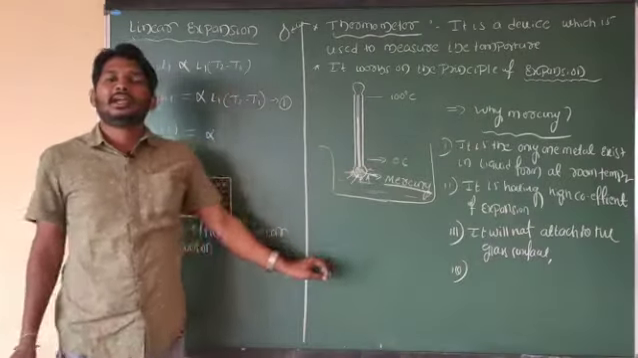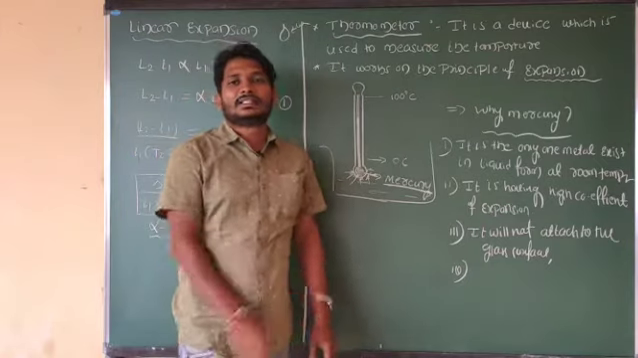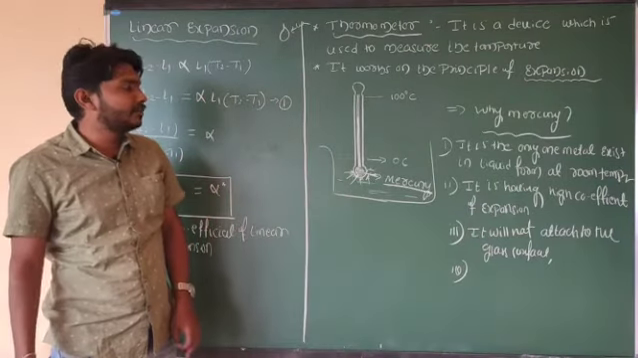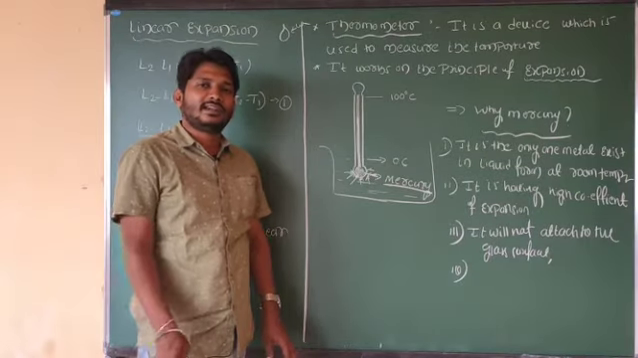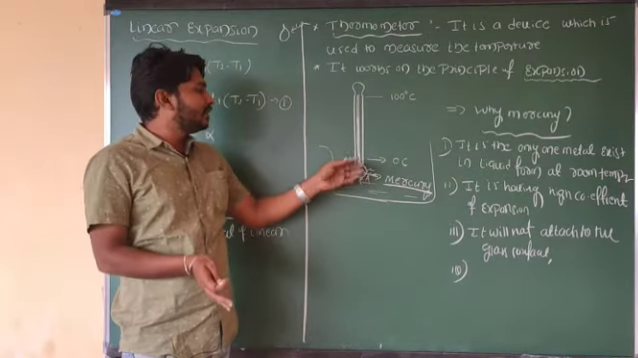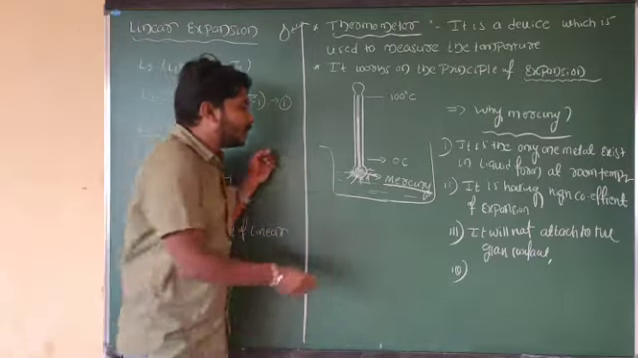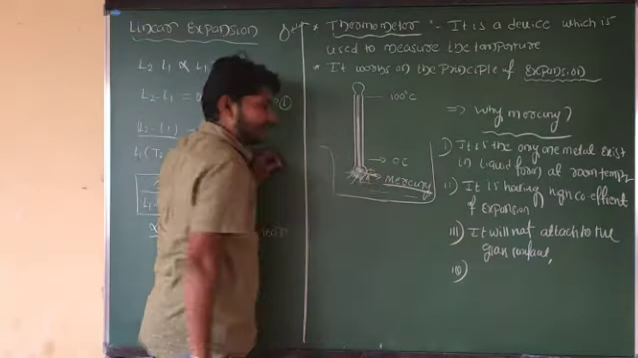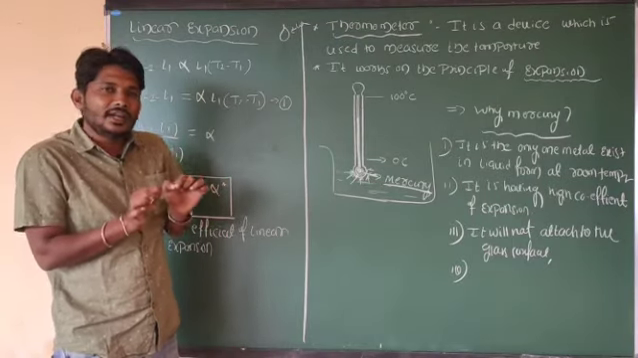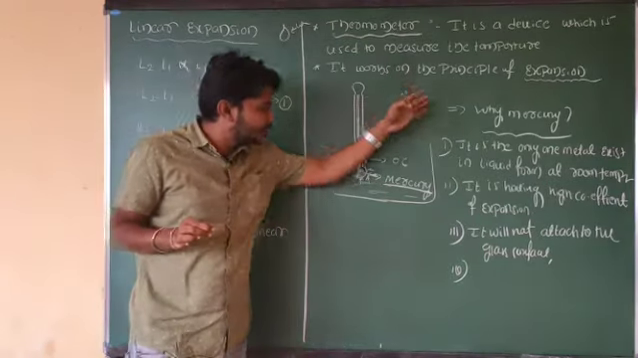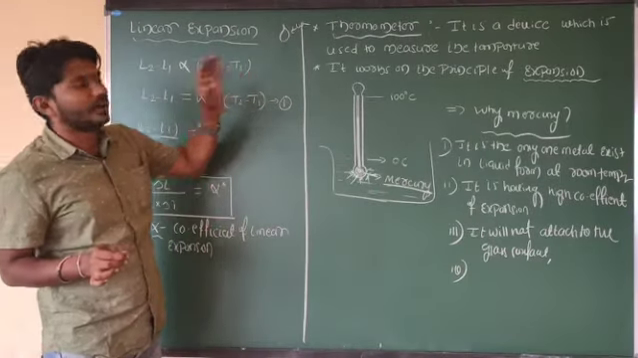One more thing, it has a high melting point, around 500 degrees Celsius. So this is the reason to choose mercury. And one more thing, mercury has a shining nature, so because of the shining nature we can easily read the reading. These are all the reasons for choosing mercury in a thermometer.